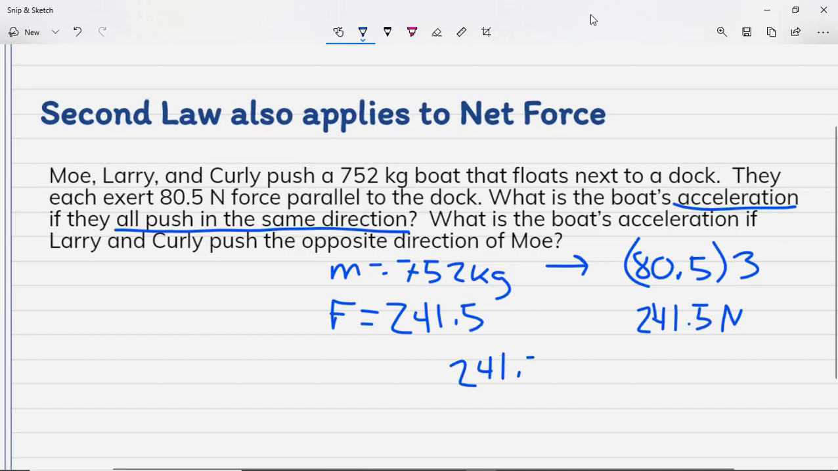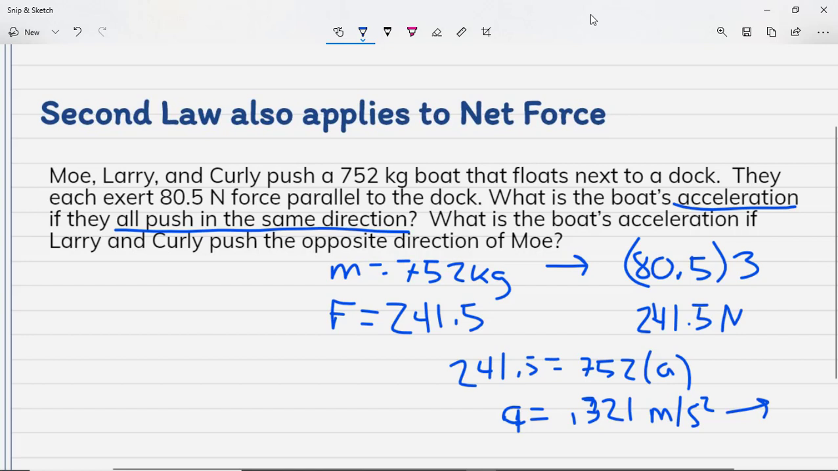Force equals mass times acceleration. Divide on both sides and solve for acceleration. What we get is 0.321 meters per second squared, which is our acceleration, and because it is a positive value, we're going to the right. Again, we established that in the very beginning part of our problem.